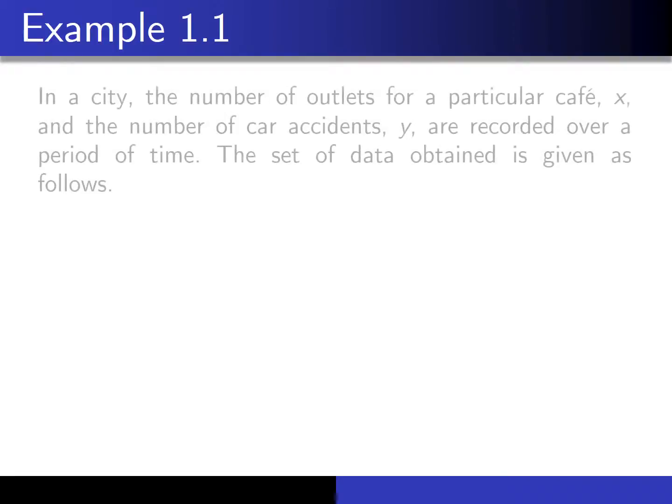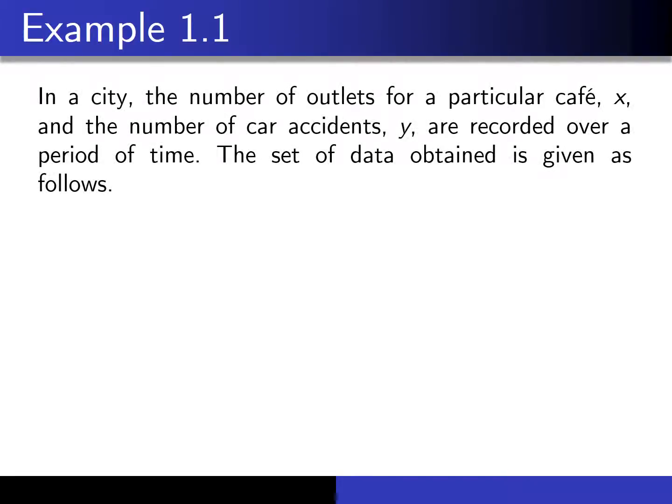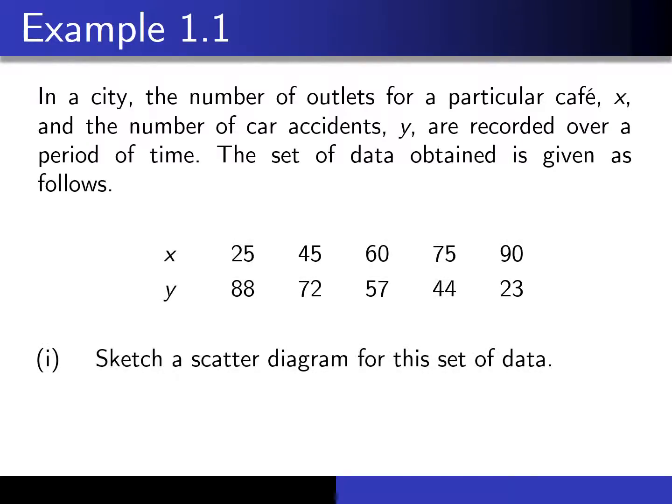Let us now look at an example that illustrates the concepts that have been discussed thus far. In a city, the number of outlets for a particular cafe, X, and the number of car accidents, Y, are recorded over a period of time. The set of data obtained is given as follows. Part 1. Sketch a scatter diagram for this set of data.